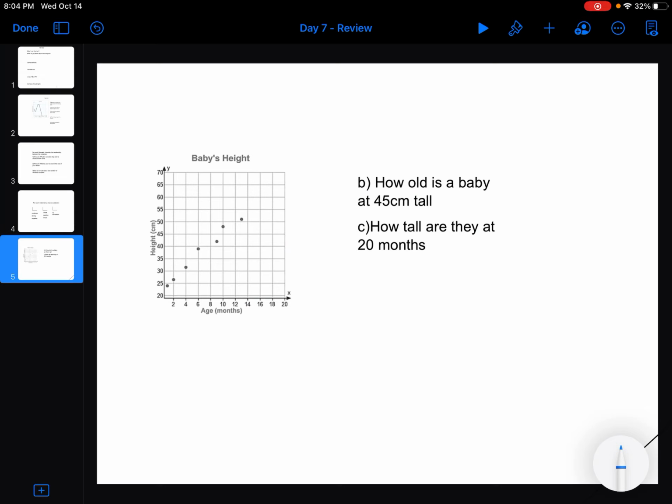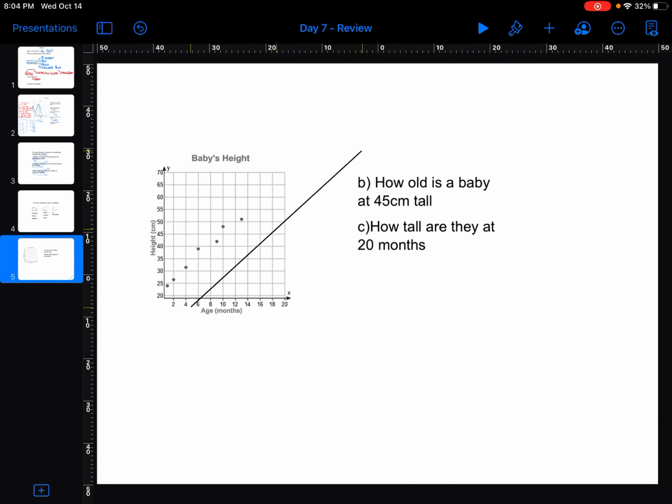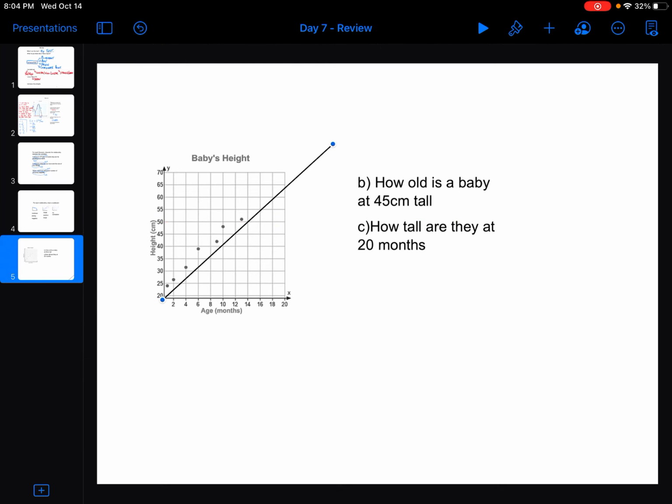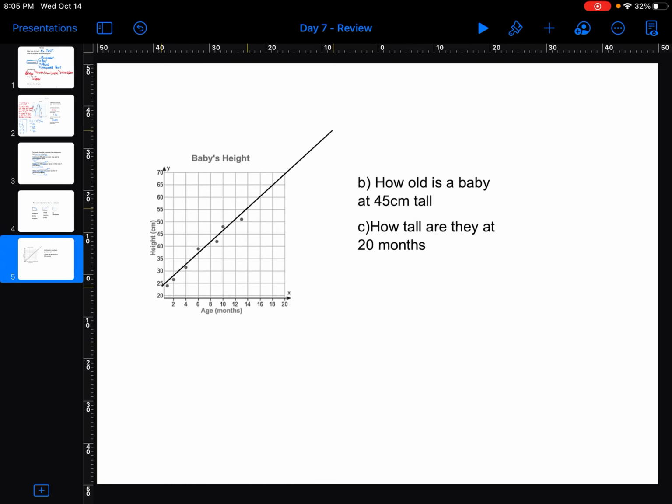Okay, so this last one, how old is a baby that's 45 centimeters tall? So if I'm looking at this, the first thing that I need to recognize is I need to put a line of best fit in. I've already gone ahead and drawn one. The biggest mistake people make is that they start their line of best fit at 0, 0. Now, a line of best fit can start at 0, but it doesn't have to.